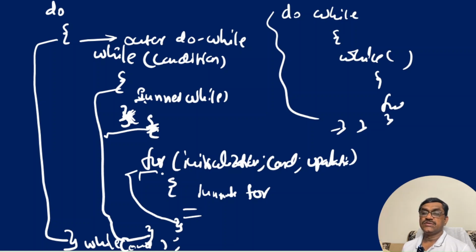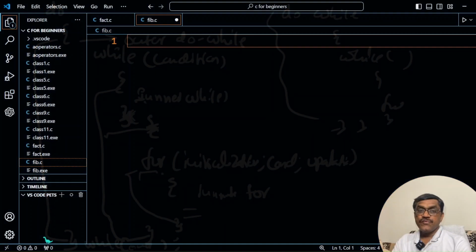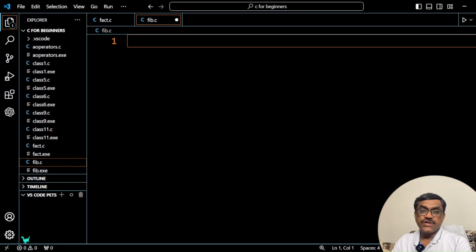Now after this, we will see the programs using nested loops. First we will see the program to find the reverse of a given number, after that to find the sum of digits of a given number. Let us go to the C programs. So let us go to Visual Studio Code.